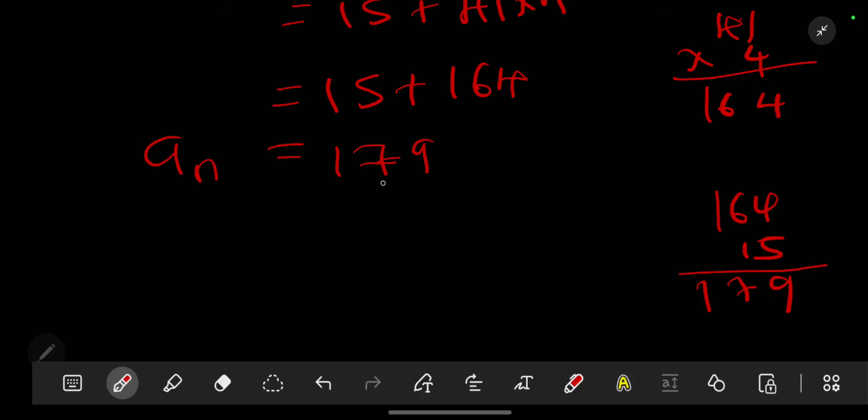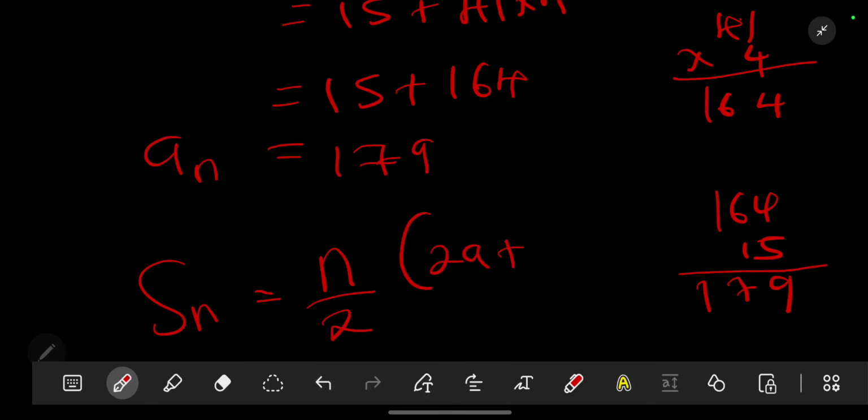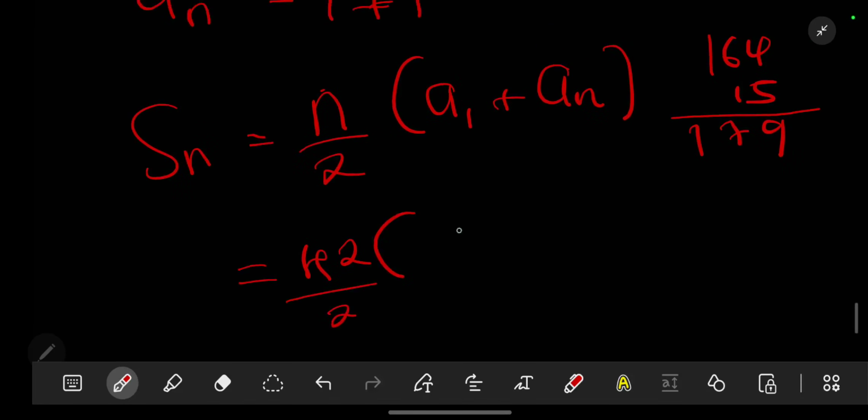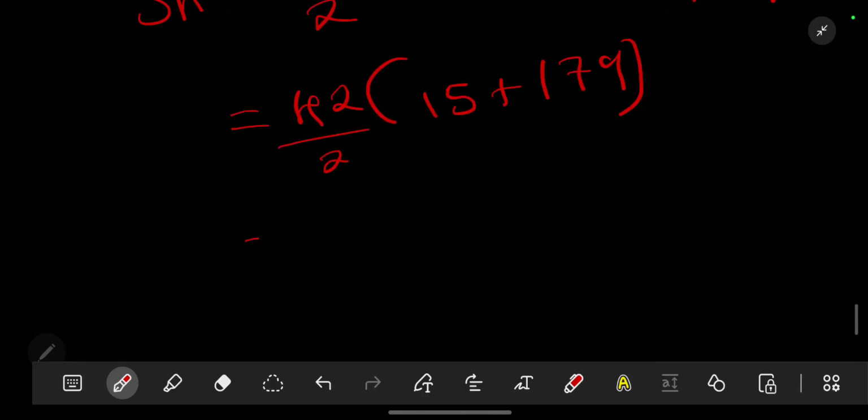Now, knowing that, we can easily find the sum of an AP, which is n over 2 times, sorry, not 2a, but our a1 plus our an, which is the last term. So we are going to have n, there are 42 terms, over 2. Then our a1 is 15 plus the 179. This gives us 42 divided by 2, that will be 21.